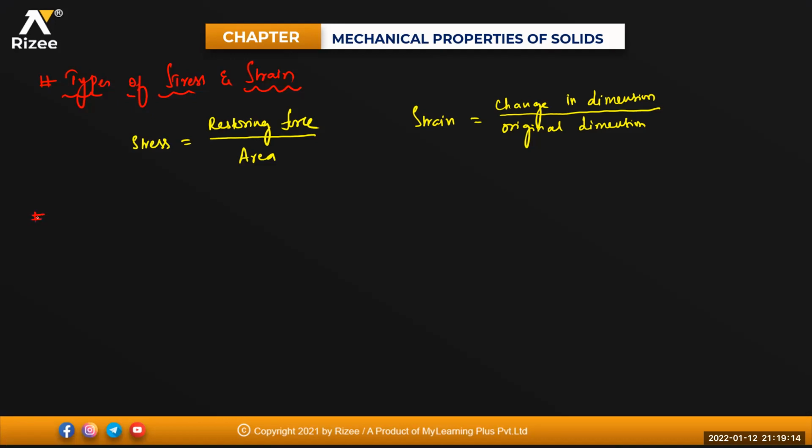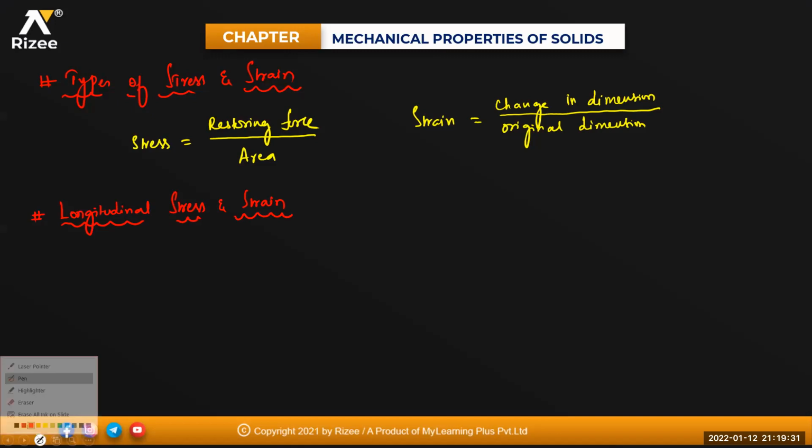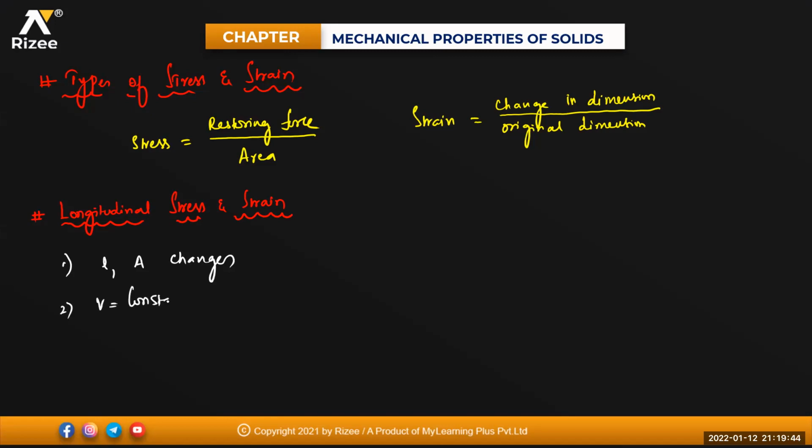Next one. Longitudinal stress and strain. See the first one beta. In this one, length and area changes. Number two, volume remains constant. There is no change in volume. Third one, shape doesn't change. It will just increase or decrease. And fourth one, there will be a normal stress in this one every time. That means perpendicular to this one.